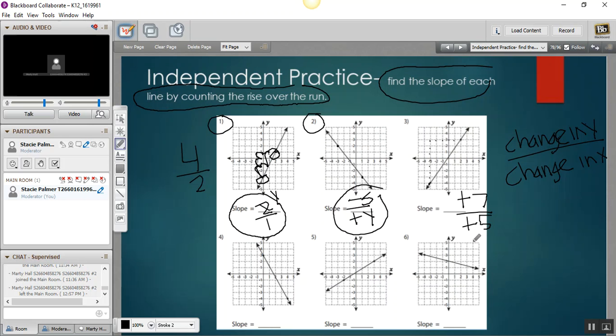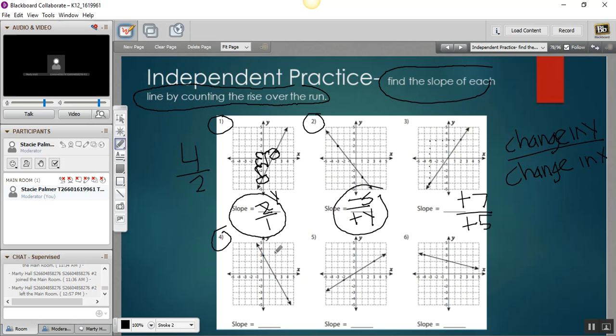Okay, so remember, if you move up, it's positive. If you move down, it's negative. If you move to the right, it's positive. If you move to the left, it's negative. Okay, so let's look at the next one, number 4. Remember, you are doing these with me on your own piece of paper here.